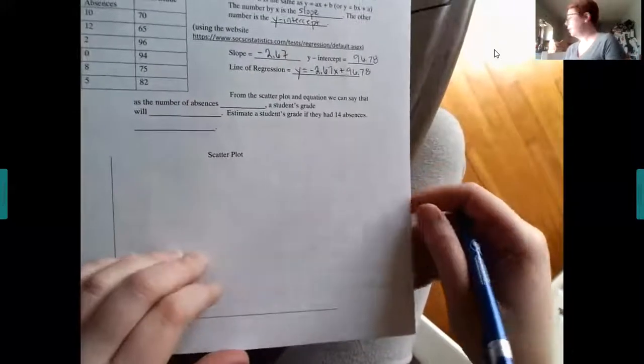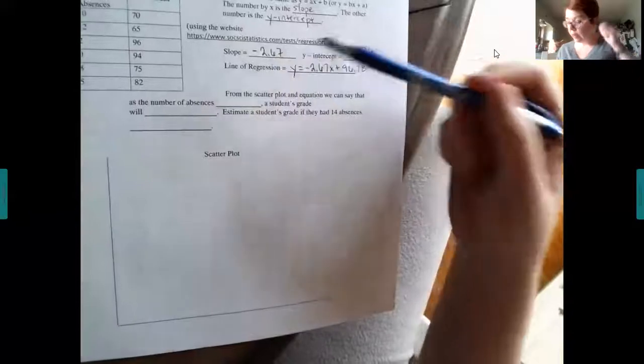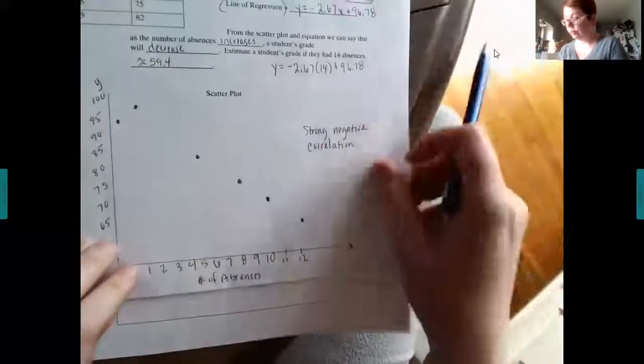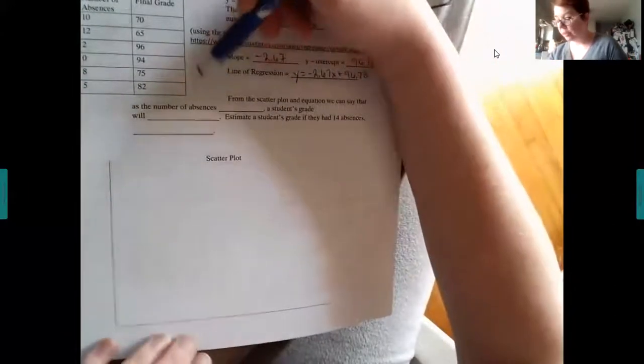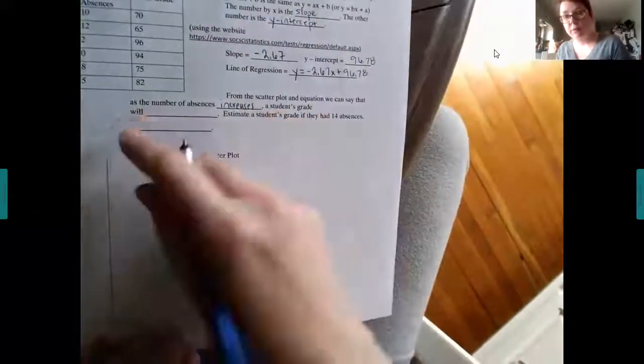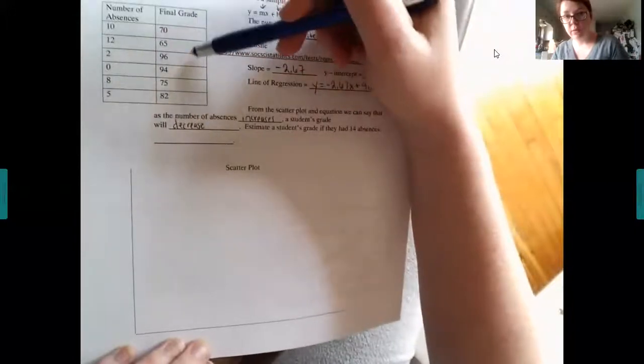Earlier we had a graph, and as we can see here, we have a negative slope, right? And that relates back to our graph. This is lines going down. And so from that, we can say that as the number of absences increases, because we're always increasing going that way, a student's grade will decrease. We can see that from the data. So the more absences a student has, the lower their grade is. Weird how that works, huh?